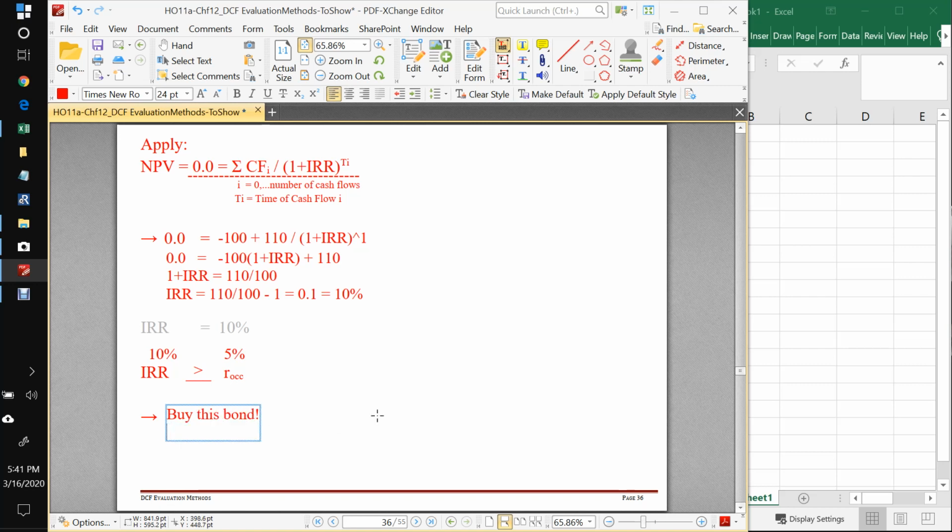Okay, and again, this is the same recommendation as BCR and NPV. Again, the recommendation should always line up. The numbers will always be different, but the recommendations are going to be the same. So that's good.